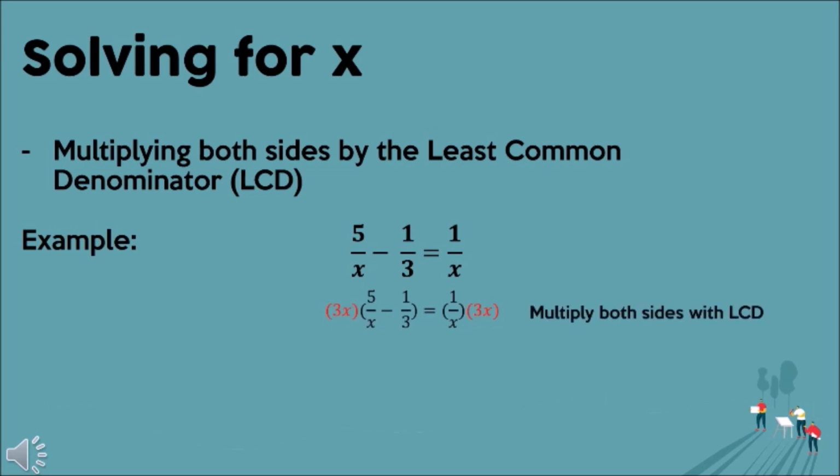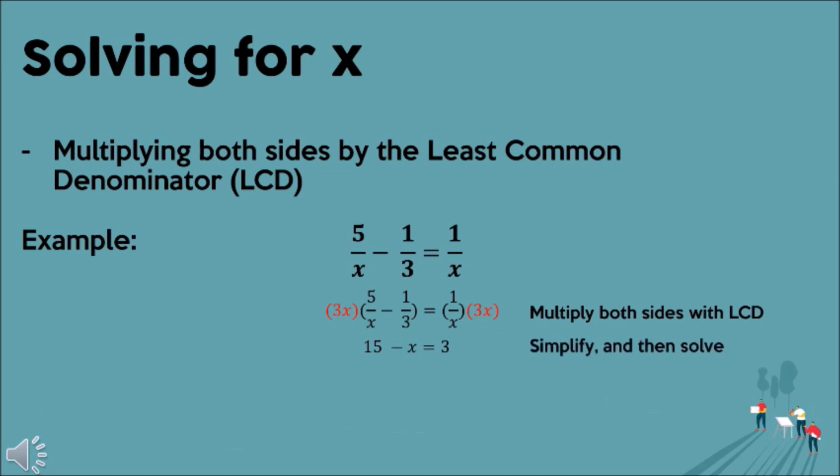Now, let us distribute 3x inside the groupings. So 3x times 5 over x, cancel x, we get 15. Minus 3x times 1/3, cancel 3, and we are left with x. On the other side, 1 over x times 3x, cancel x, which leaves us 3. Now we get 15 minus x is equal to 3.